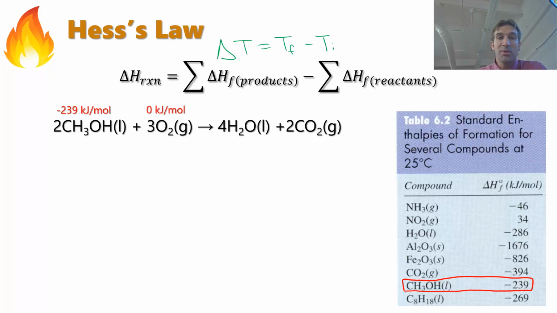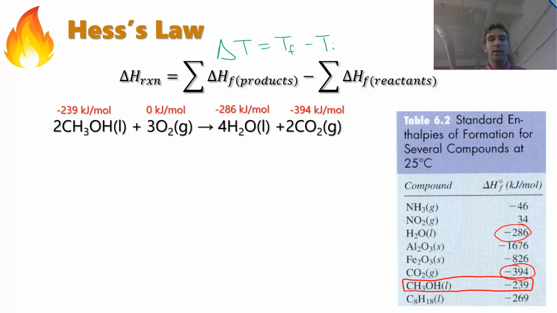On the oxygen, remember that this is an element, it's uncombined, so this is going to be 0. We look for water next, and the water was negative 286, so we'll go ahead and post that on there as well. And then carbon dioxide. The carbon dioxide is shown at negative 394 on our table here. So I have all of my values.